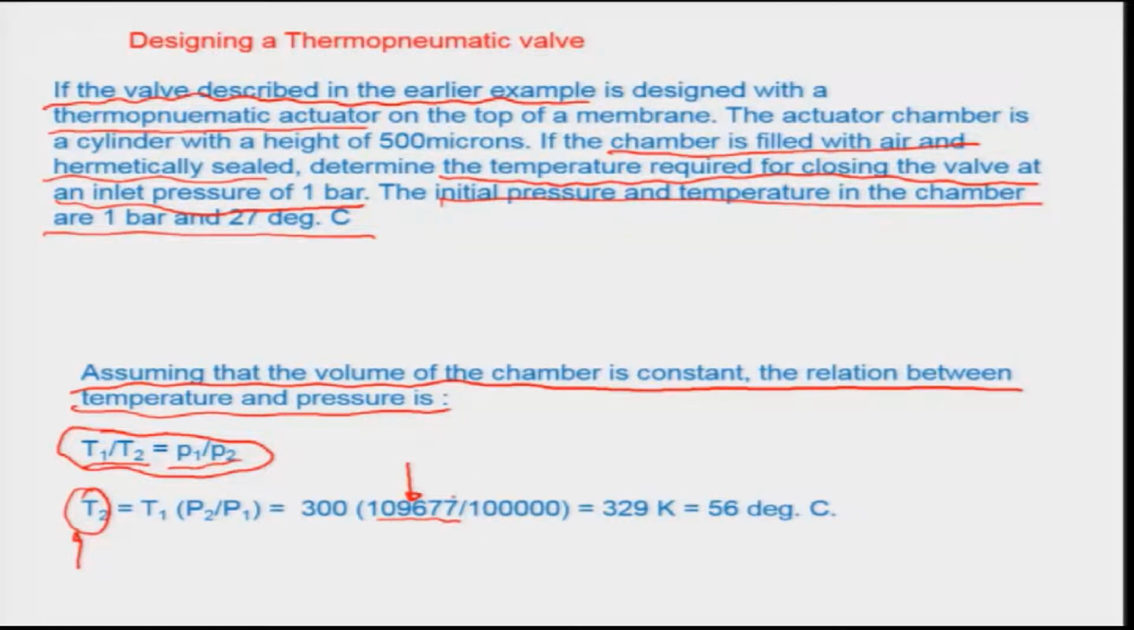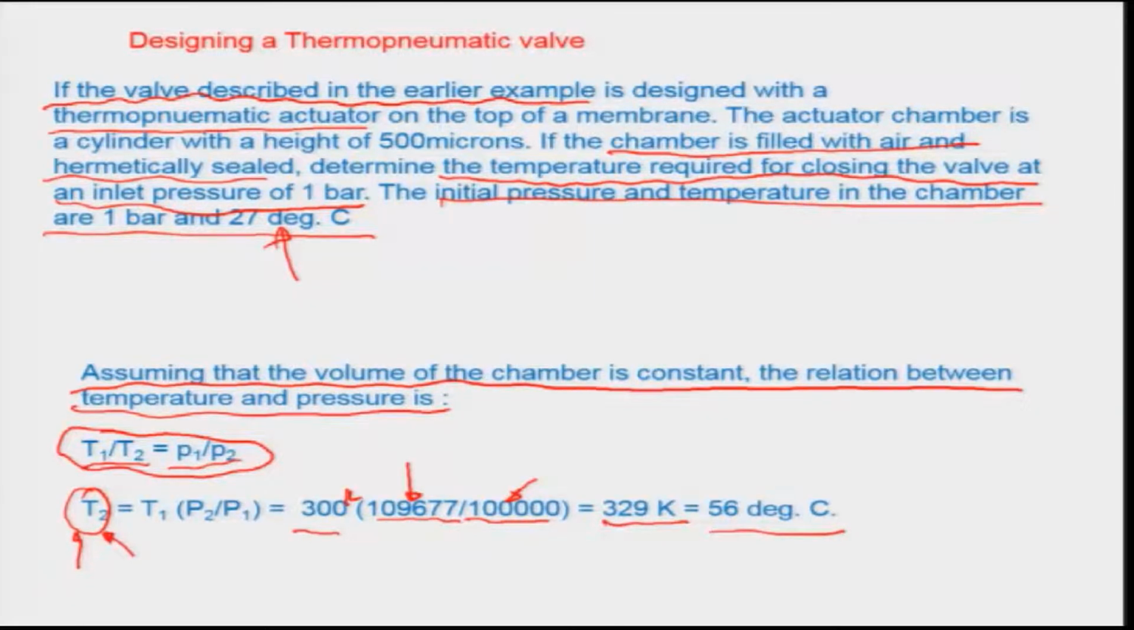This comes out to be equal to the pressure ratio between the actuation pressure and what it was earlier. The pressure was earlier at 100,000, 1 bar inside the cylinder, and the earlier temperature was 300 Kelvin. It has been mentioned here as 27 degrees Celsius or 300 Kelvin. So, the total temperature that is needed for this process to execute the valve closure becomes about 56 degrees Celsius or 329 Kelvin. So, that is how you design a thermopneumatic system.